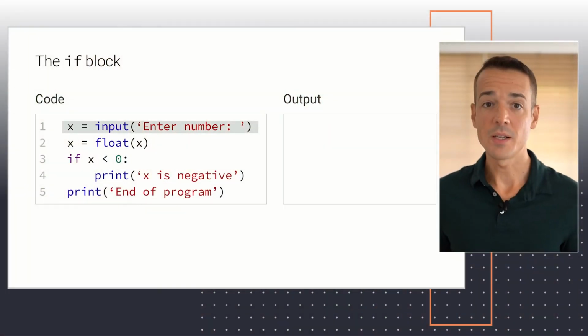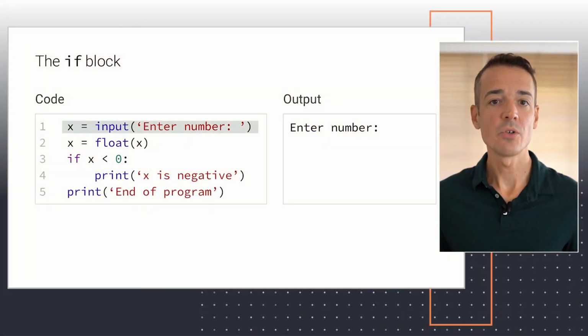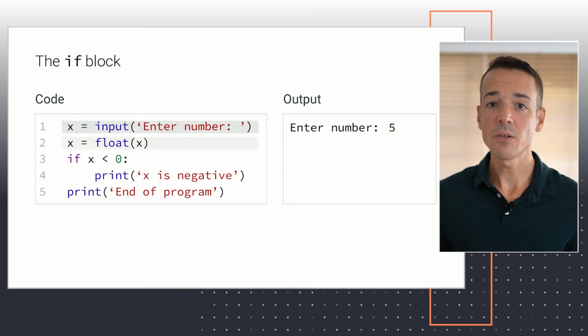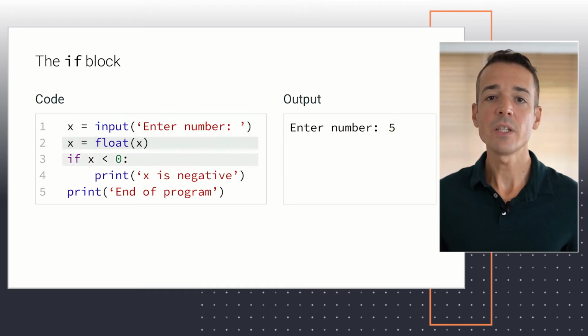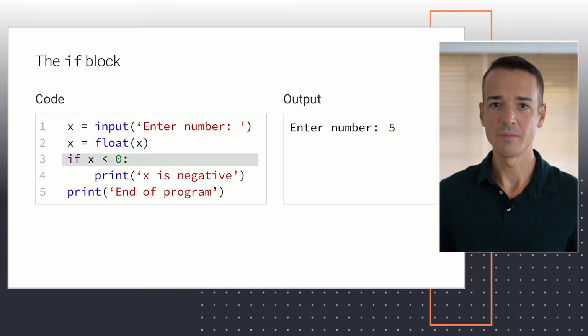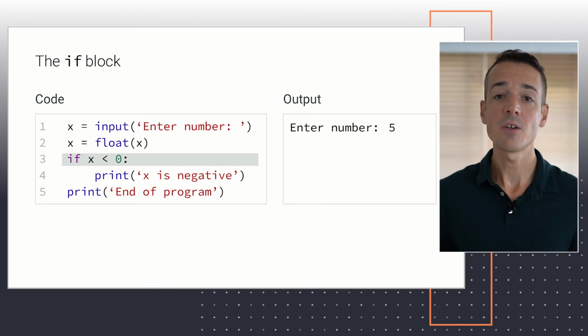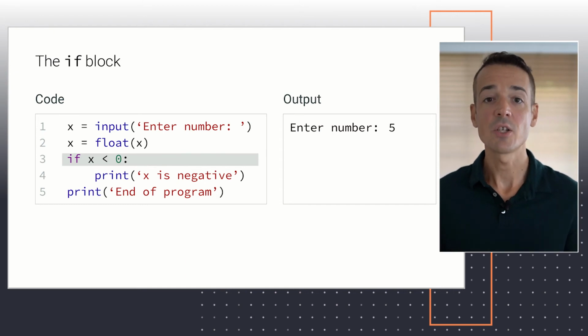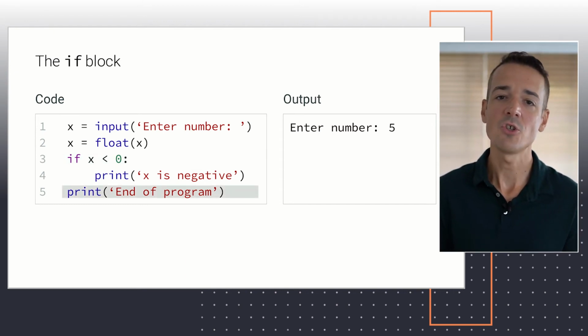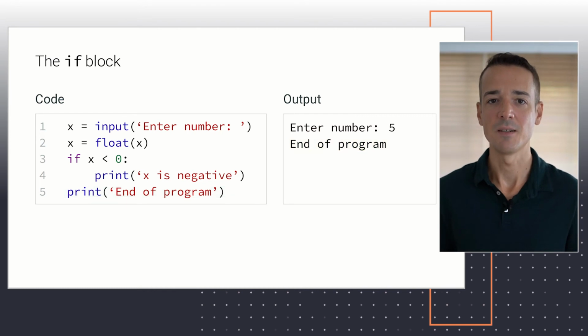Now let's consider an alternative execution of this program where the user enters a positive number instead. Line 1 prints enter number, to which the user replies 5. Line 2 converts it into a float, and line 3 checks whether the number is less than 0. This time the condition is false, and this makes Python skip the execution of the body of the if in line 4, going straight to line 5, where message end of program is printed.